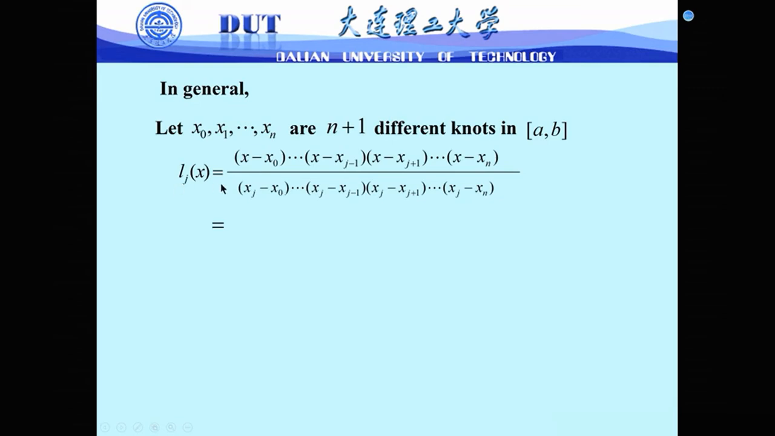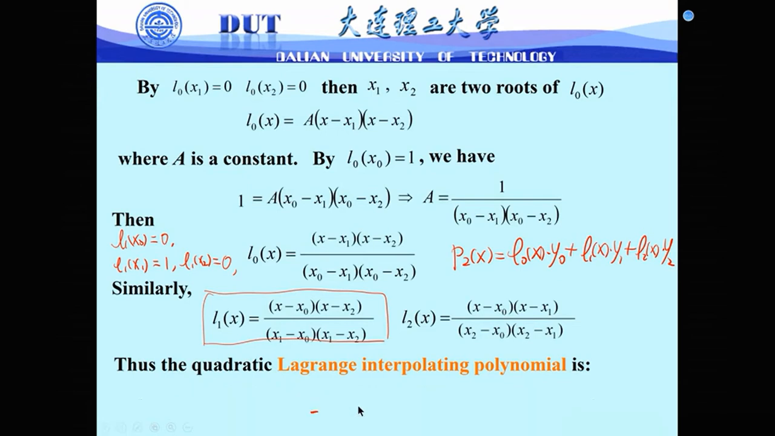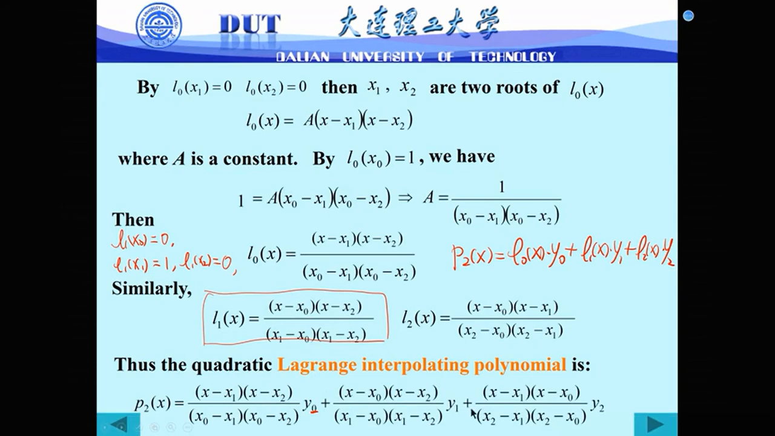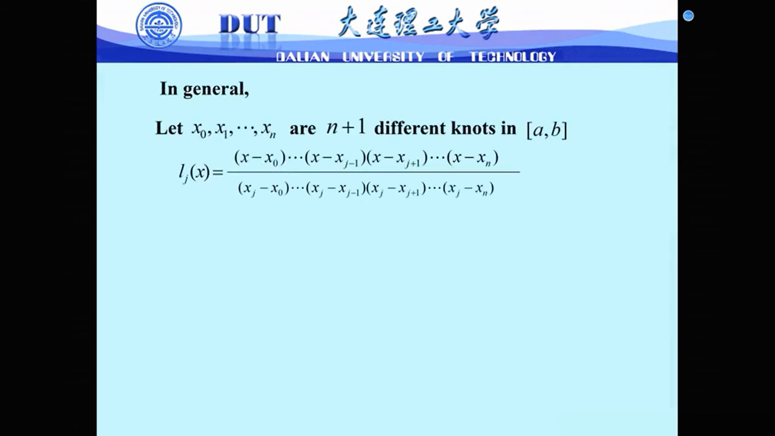If you remember this rule, you can construct Lj(x) directly. We don't need to solve the linear system. We just write the basis function directly, because we chose the Lagrange interpolation polynomial like this. It's okay for you? This is the advantage of the Lagrange interpolation basis.